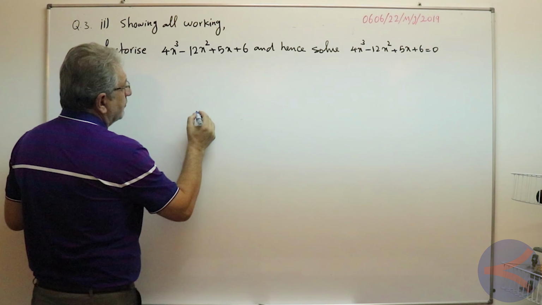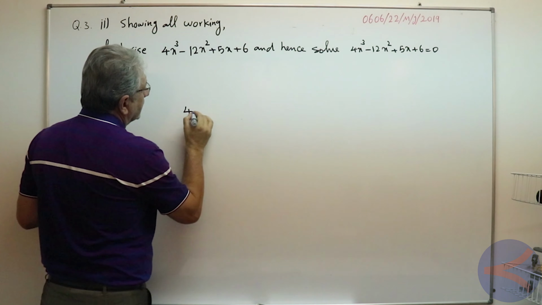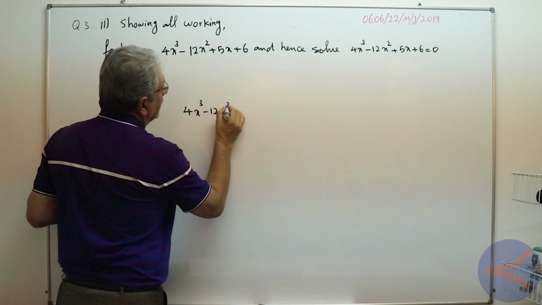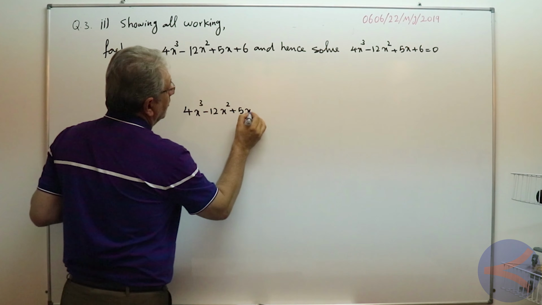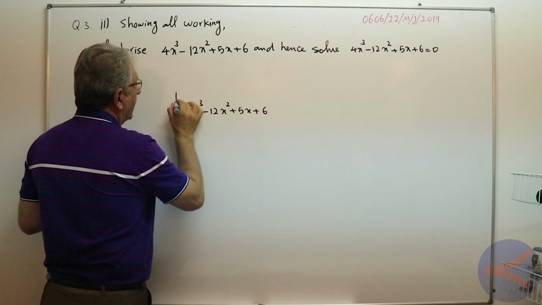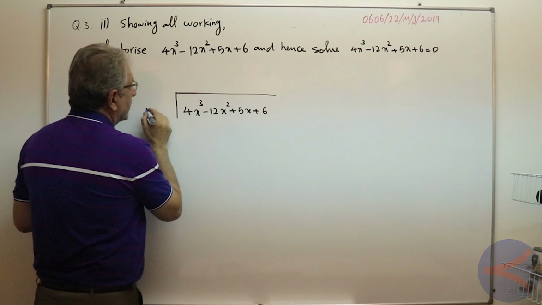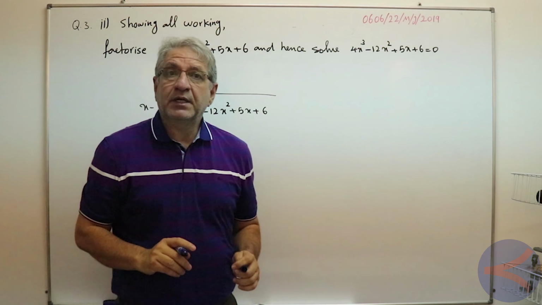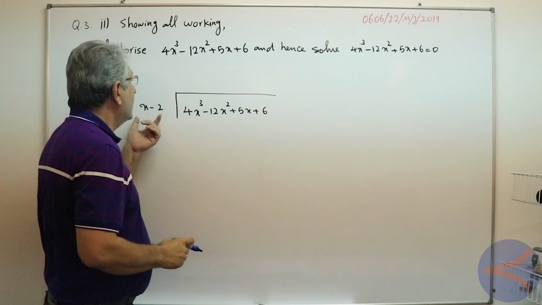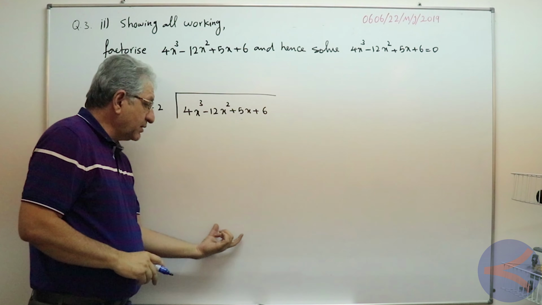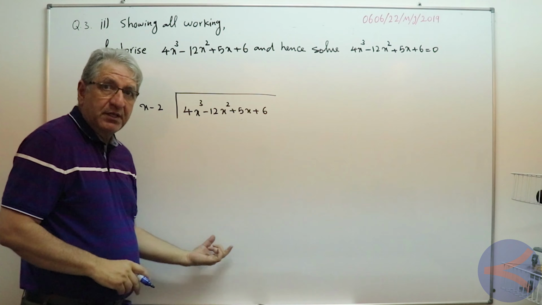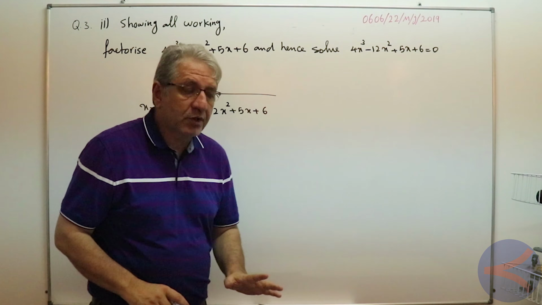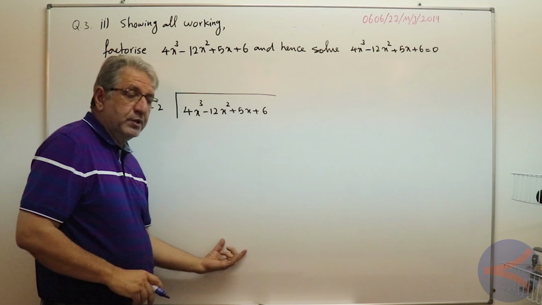If you want to divide, go for long division. This is x cubed minus 12x squared plus 5x plus 6. We are dividing this by x minus 2. Where does x minus 2 come from? From the first part of the question. We know that x minus 2 is a factor of this. Therefore, the remainder here should be 0. If it is not 0, that means somewhere we have gone wrong.